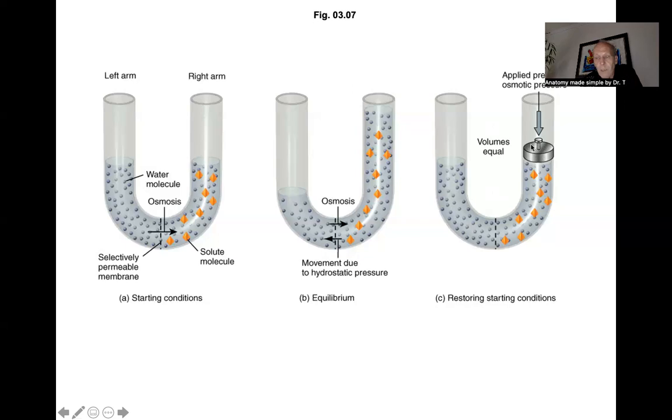If we would remove this piston, it will be diagram A. We would be at the beginning, and then massive movement of water molecules would keep moving from the left to the right side of the tube until it reaches equilibrium.